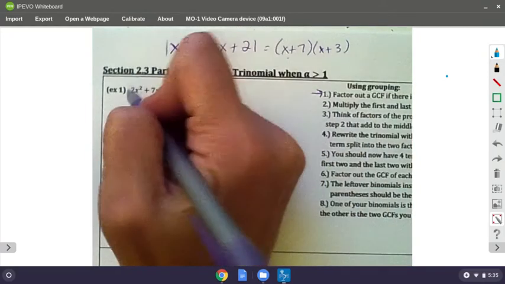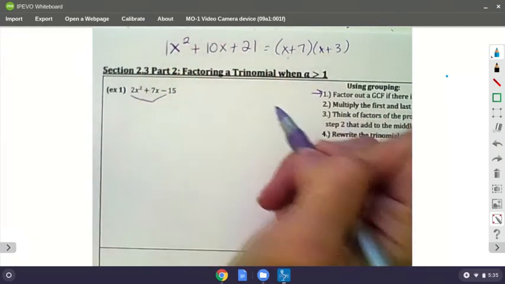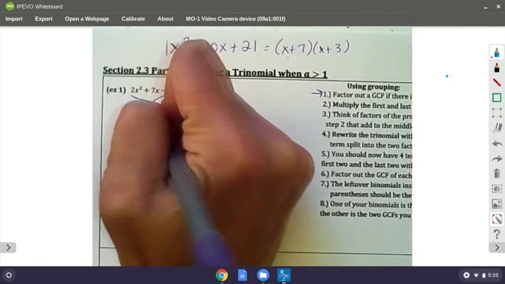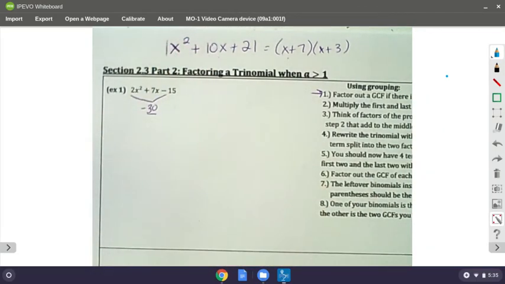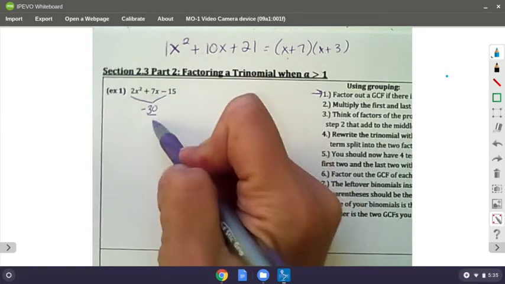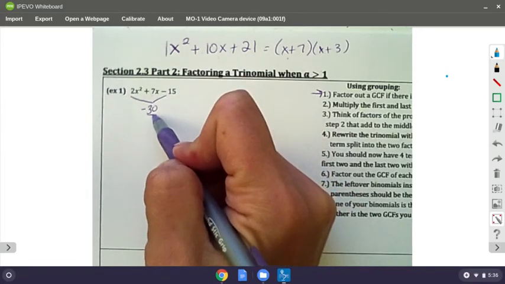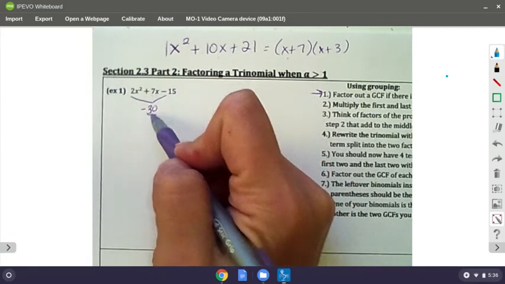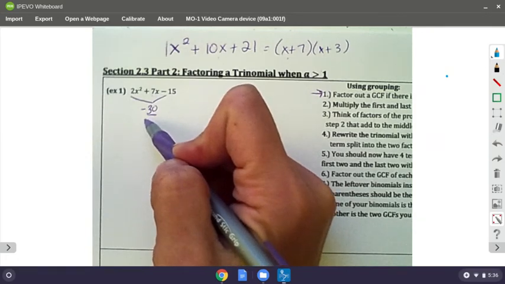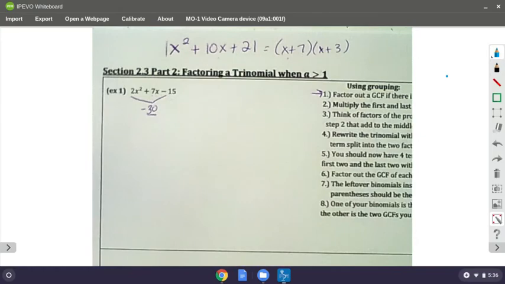The first thing that you do is you multiply the first term and the last term, 2 and negative 15. And so that's going to give us negative 30. The next thing you do is you think of factors of negative 30 that would add to 7. So two numbers that multiply to negative 30 and add to 7. Since we want them to multiply to a negative number, that means one has to be positive and one has to be negative. So if you don't know your factors, grab your factor chart.